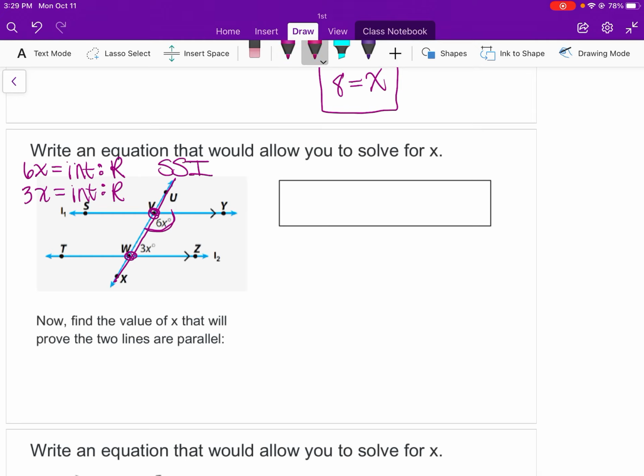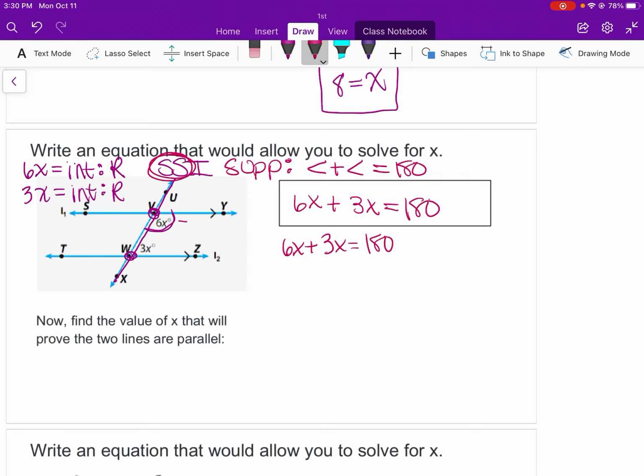And so remember, same side, supplementary. So the equation I'm going to use is angle plus angle equals 180. So the first angle is 6x, so I say 6x plus the second angle, 3x, equals 180. Okay. So now, all I do is solve 6x plus 3x equals 180.